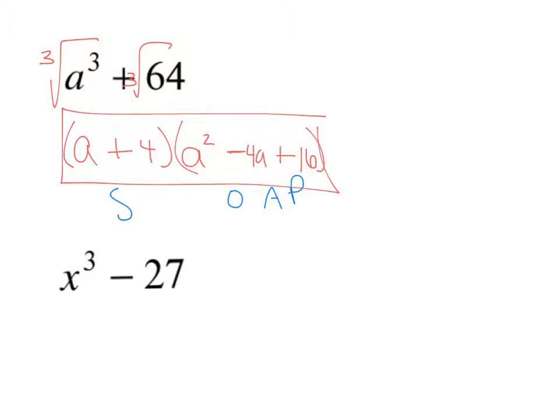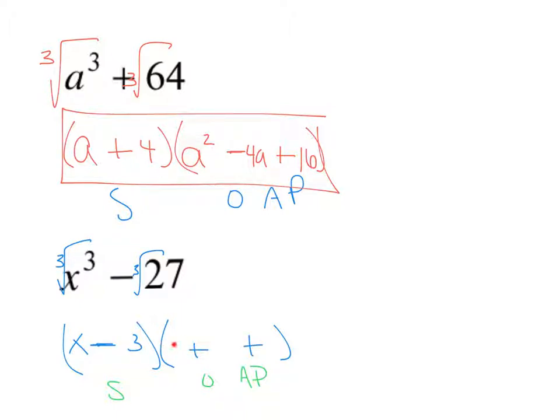The next one is differences. So again, my first step is to take the cube root of each. So I get x and 3. I know I'll have another set of parentheses. I will write the letters SOAP, S-O-A-P. My sign will be the same as what I started with for this piece. So it's negative, so my sign will be negative here. Then the opposite, which is positive, and always positive.